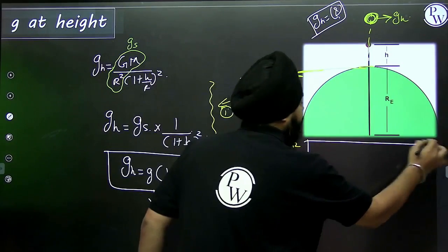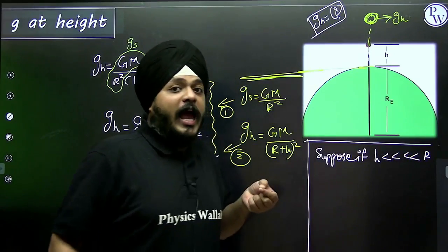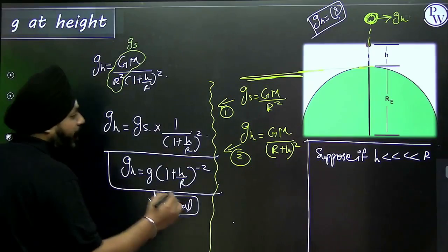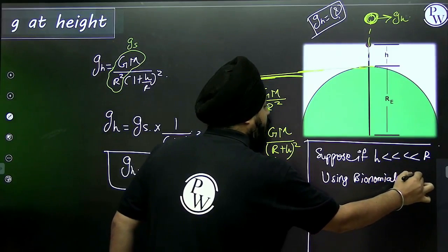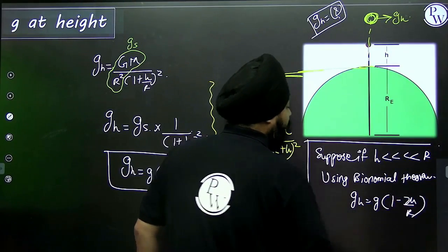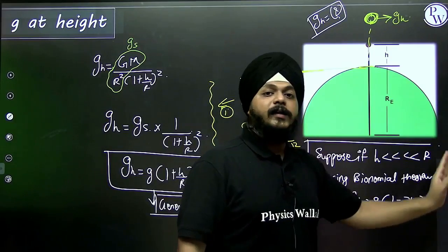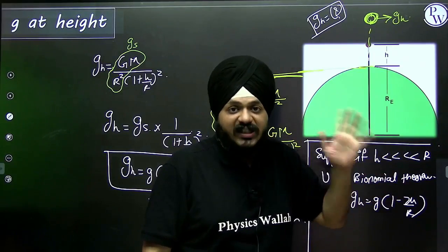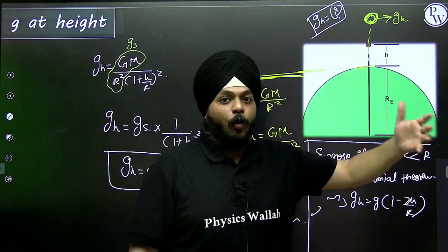But suppose if h is less than R, the value of h is very small as compared to the radius of the earth, then using the binomial expansion we get the value of the gravitational acceleration at height h as g into 1 minus 2h by R. The rest of the terms, if h is less than R, there are lots of terms according to the binomial expansion, but those terms will be very nearly 0. So in that case we can avoid these terms.